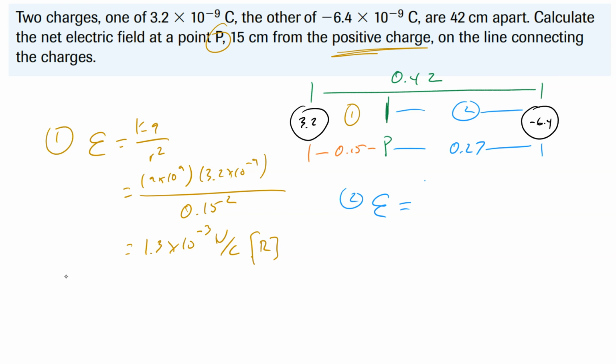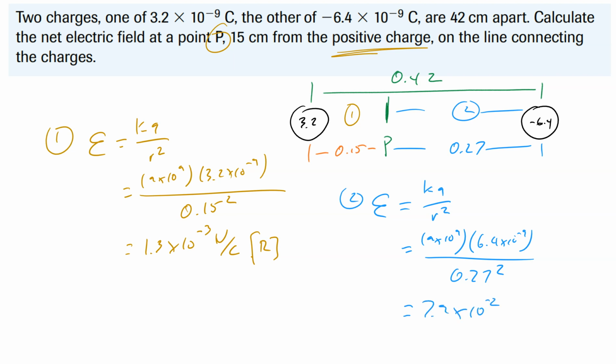So yet again, it is kq over r squared. So 9 times 10 to the 9. I know it's negative 6.4, but I'm just going to write in here 6.4 times 10 to the negative 9. I don't want to confuse myself with the signs right now. We know from common sense that it's going to be attraction. And this will be 0.27 squared. It will work out to be 7.9 times 10 to the 2, sorry, my bad. Newtons per coulomb, yet again to the right.